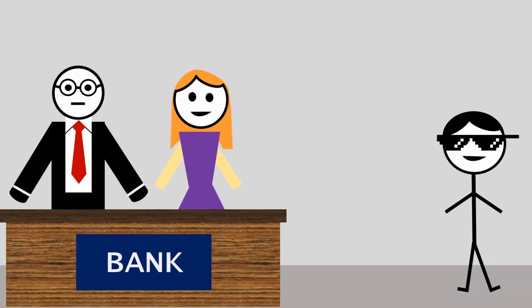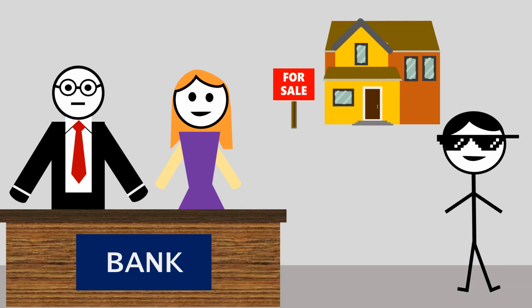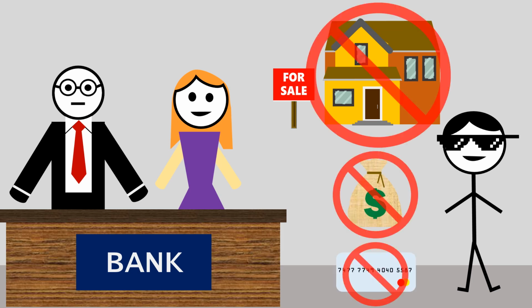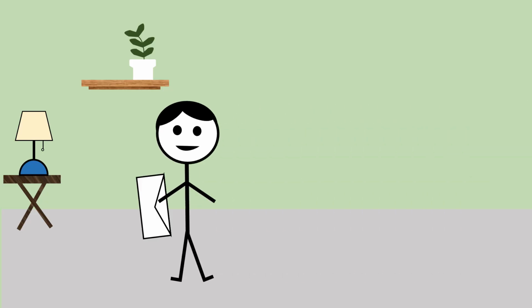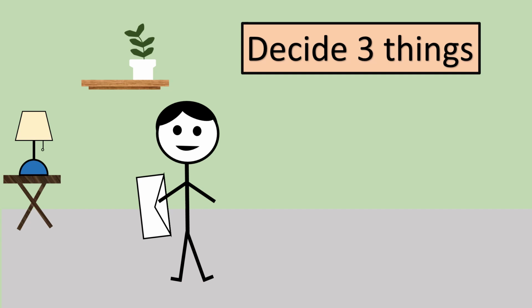In the future, if you decide to go to the bank and ask for a mortgage to buy a house, or if you need a bank loan, or if you apply for a credit card, you could be denied because of your bad credit. To set up your bill payment system, you will need to decide three things.